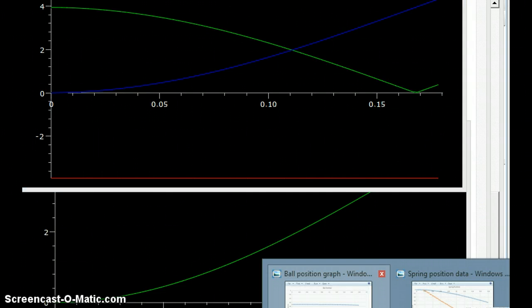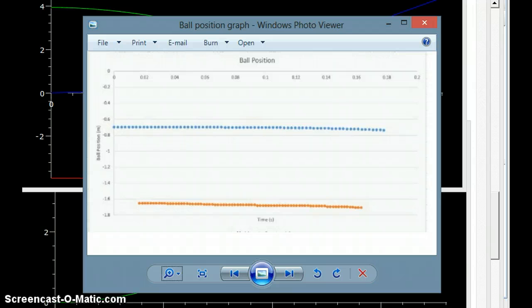So right here, I have plotted the position of the ball. The blue line is the model and the orange line is the experimental. And they're different because the length of the spring was unknown, so I just had to use the length of the spring from the Lab 8. So as you can see in both cases, the ball remains stationary.